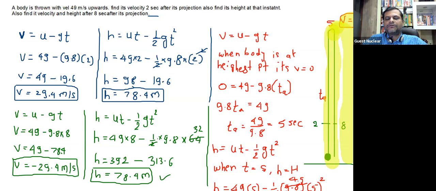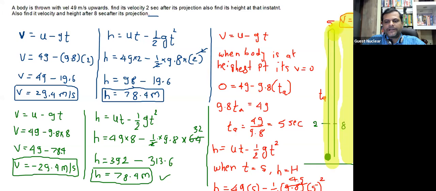Okay, can you tell me when the particle will hit the ground? Yes. Tell it in the chat box, when the particle will come back to the ground once again after the time of projection. After what time will the particle hit the ground? Yes, very good, 10 seconds. Why? Because see here.